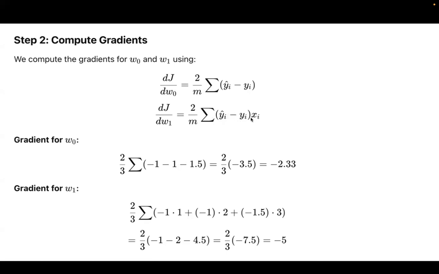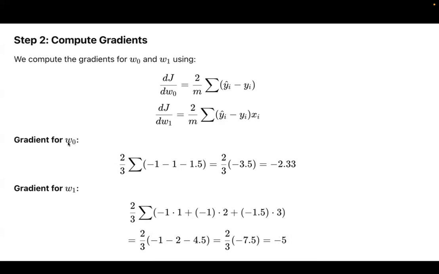So for the weight, we use this y hat minus y1 times the value of x. So all these three: minus 1 times 1, minus 1 times 2, and minus 1.5 times 3. Again, this minus 1, this minus 1, and this minus 1.5 is our loss, which we computed in the previous step. Expanding this formula gives us the value minus 5.